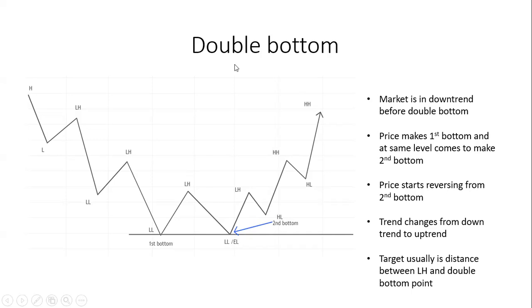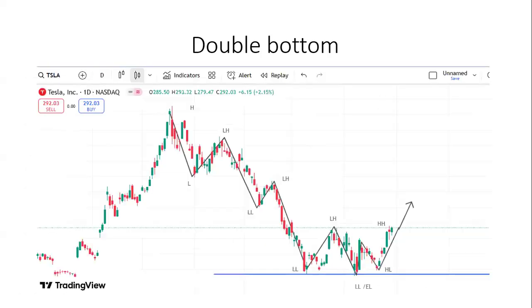So what are the targets in this? Generally, the difference between the lower high and this second bottom is generally the target of a double bottom. So let's look at the second pattern. Let's look at some charts.